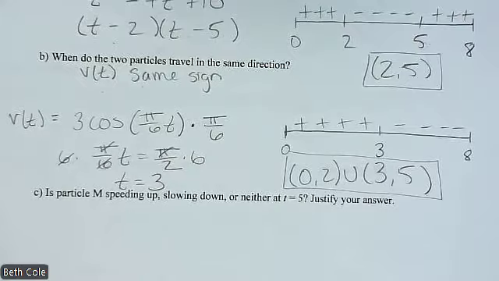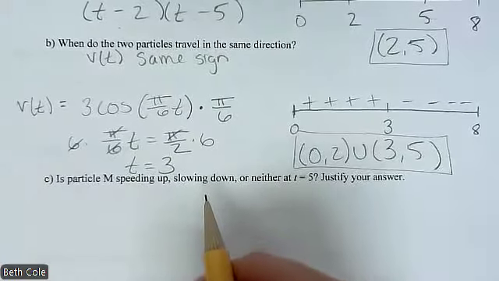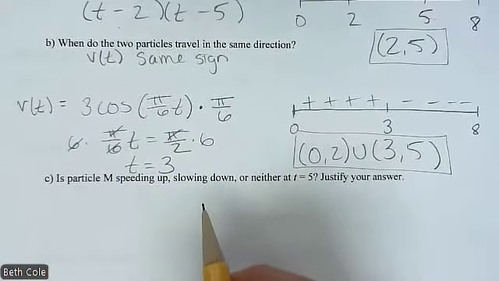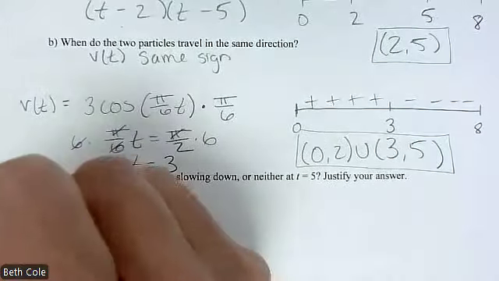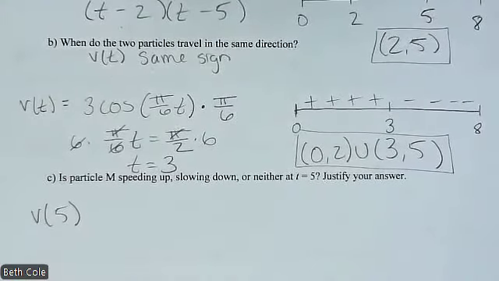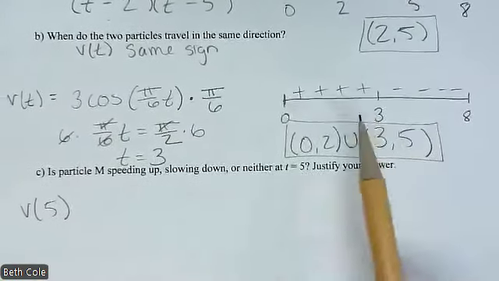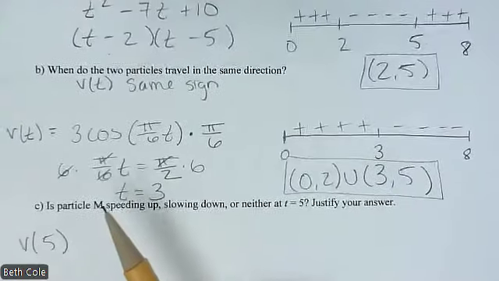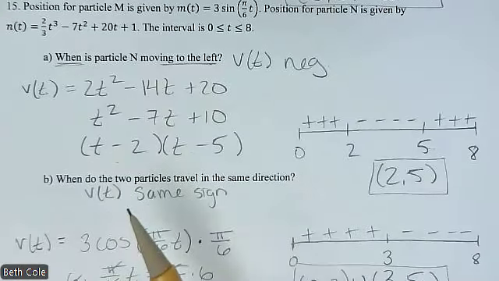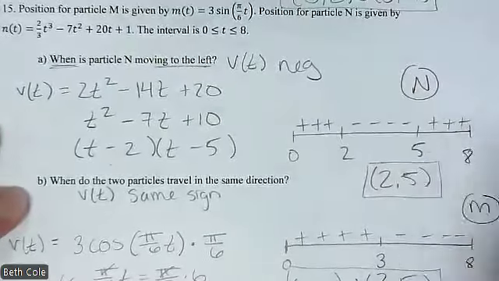All right, is particle M speeding up, slowing down, or neither at time 5? So you need to look at both what? Velocity and acceleration. So let's do V of 5. You don't need to figure out what it actually is. In fact, I recommend that you don't. Just positive or negative. We already made a handy number line for both of them. Which one was M? Yeah, here, let me label. This one was N and this one was M.